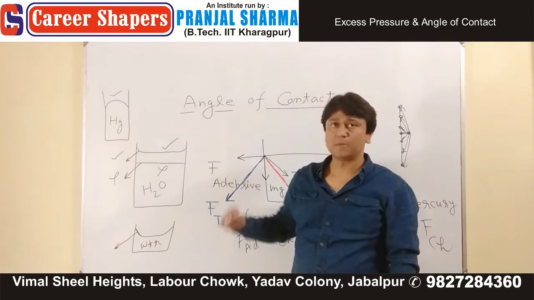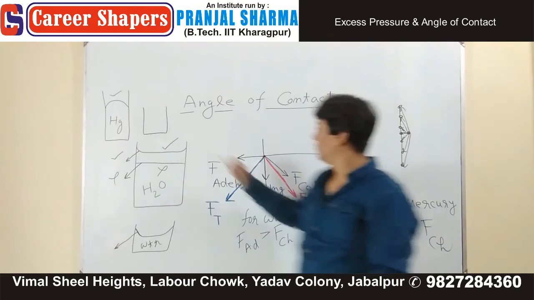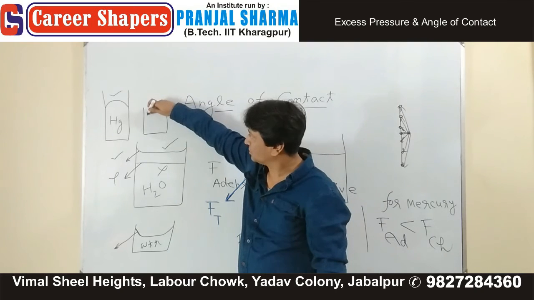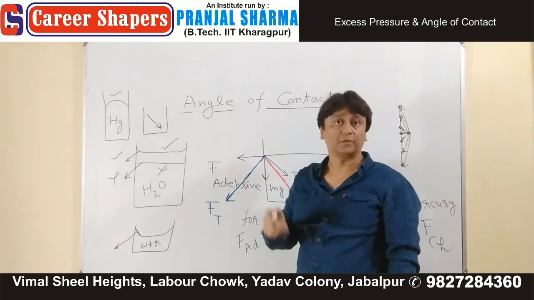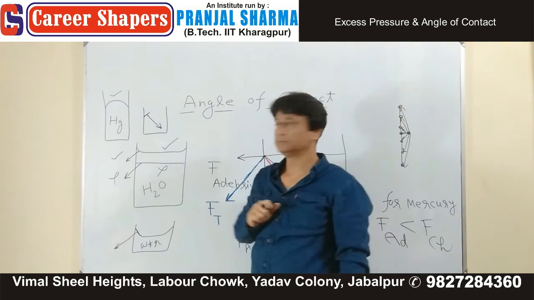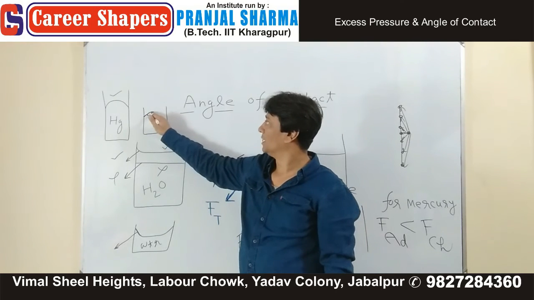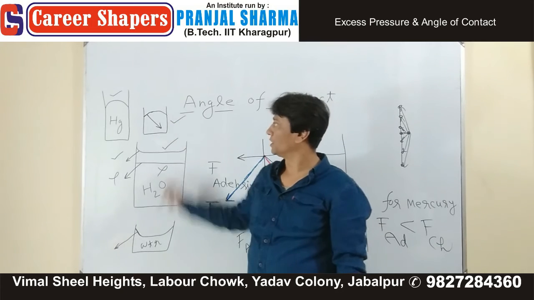Now let's talk about mercury. For mercury, the force is the red one. The force is in this direction. So this is the force, and therefore the surface should be perpendicular like this. Continue this. That's for mercury.